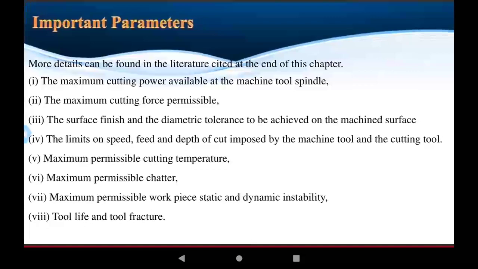Important parameters: some of the considerations or assumptions on this formula and some important factors in this operation. The maximum cutting power available at the machine tool spindle, and the maximum cutting forces permissible in this operation. The surface finish and the diametric tolerance to be achieved on the machined surface. Another point is the limits of speed, feed rate and depth of cut imposed by the machine tools and the cutting tools. Also the maximum permissible cutting parameters, the maximum permissible workpiece, and static and dynamic instability, both of which are constraints, along with constant tool life and tool fracture.